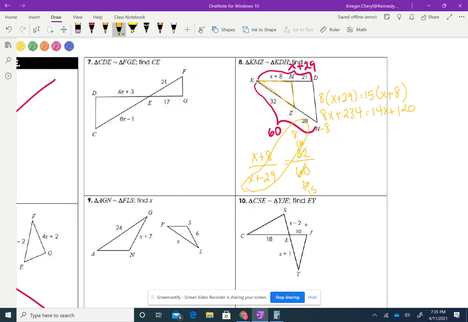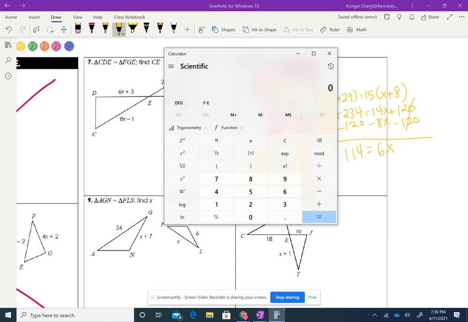We'll subtract 8x on both sides. Leaves me with 6x. Subtract 120, which leaves me with 114. Okay, equals 6x. 114 divided by 6. Nope. 19.